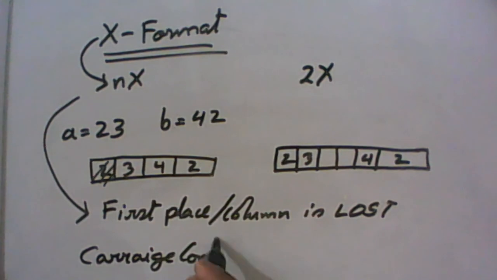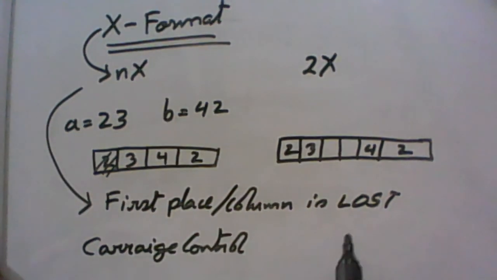Why is it used? It is used because by default in Fortran, the first column or the first place is lost. Whatever is written there won't appear on screen. So we use something called carriage control, where we ask the compiler to skip the first column and start writing from the second one. Using the X format, we can do that.